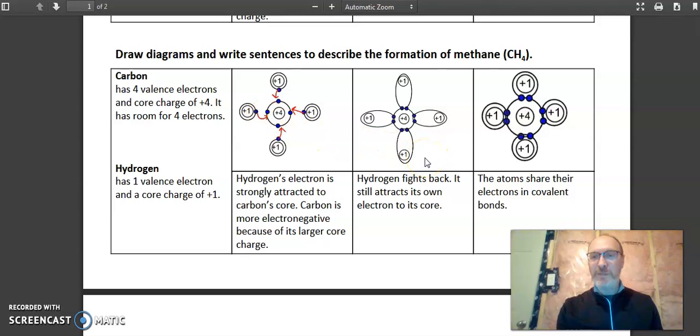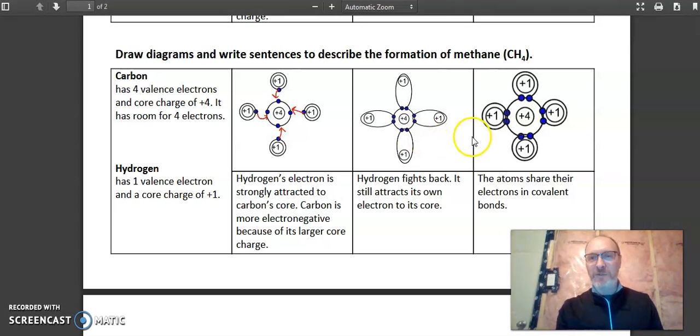Hydrogen, again, though, fights back. Because it has some electronegativity, it has some strength, and so instead of the electron being completely stolen, what happens instead is hydrogen's valence shell gets stretched out towards the carbon. Again, hydrogen's trying to fight back. It's trying to hold on to its own electron. So it says here hydrogen fights back. It still attracts its own electron to its core. Again, notice the valence shells are overlapping, and that's where electrons are starting to be fought over.